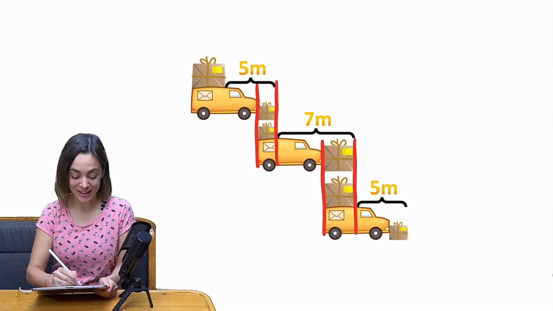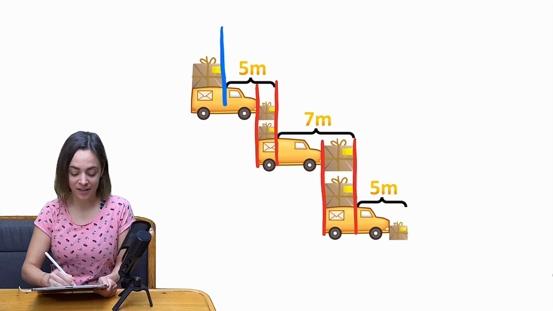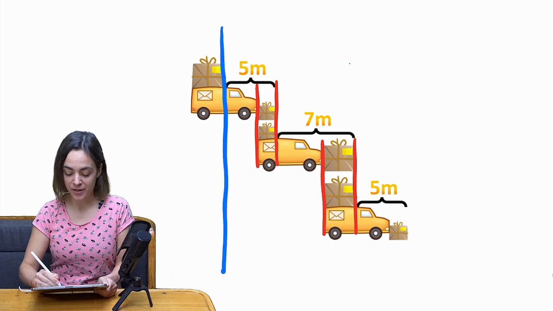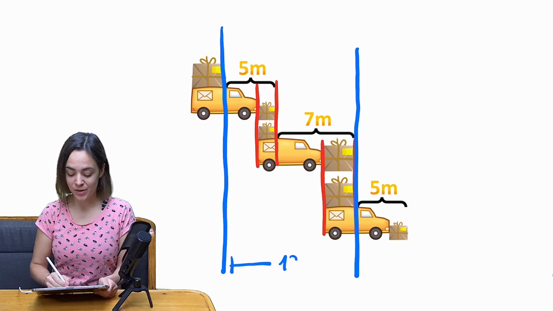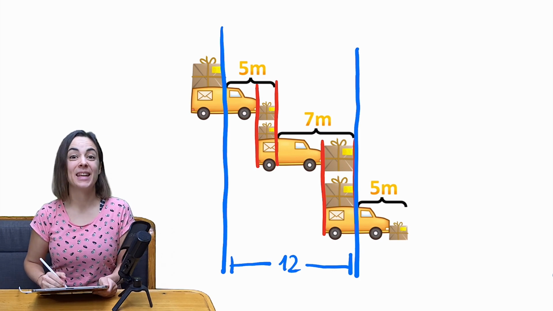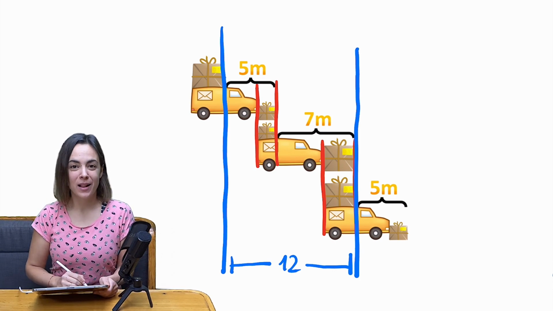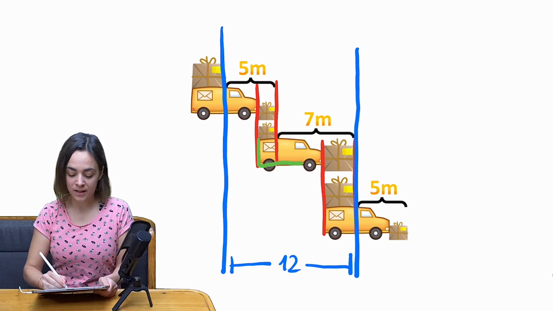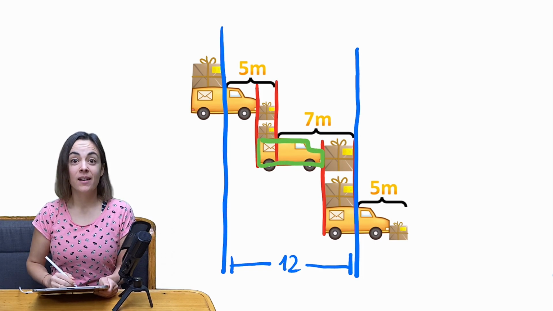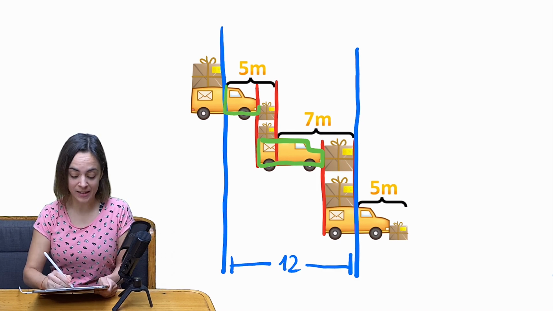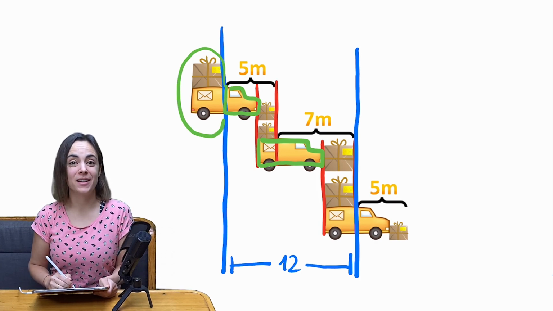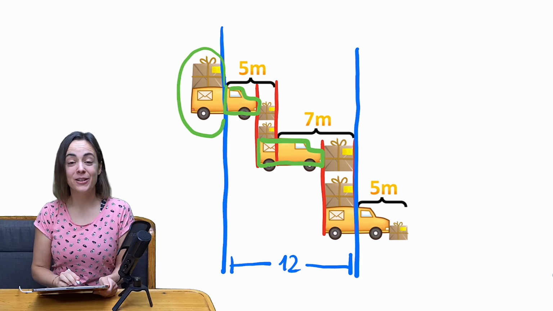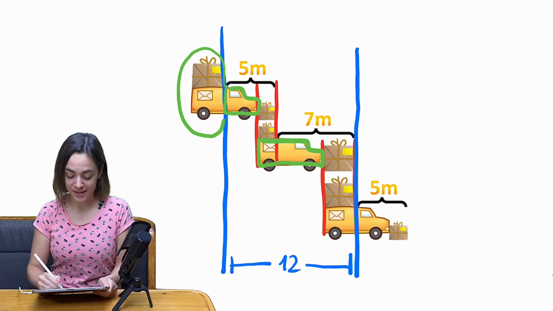How? Just take a look at this part, this section of our image. We will have a length of 5 plus 7 meters, so 12 meters here. And if you look closely, these 12 meters include one car here, and then the front part of the car here, but this part, unfortunately, is outside of the sector. But it's the part of the car with the big box. And this is exactly what we can see here.